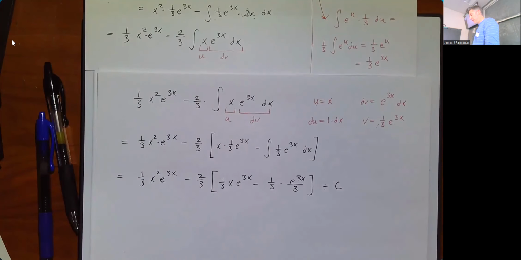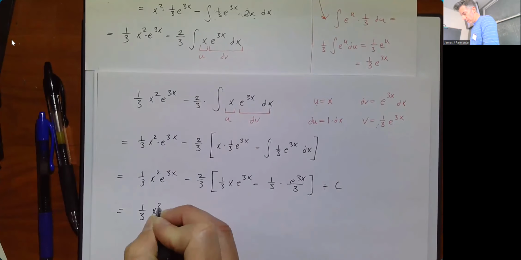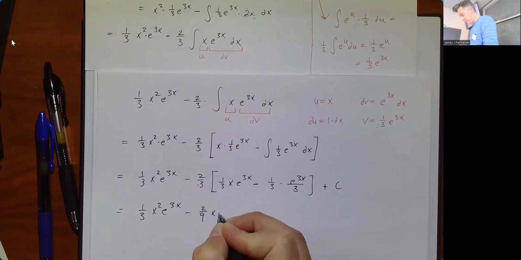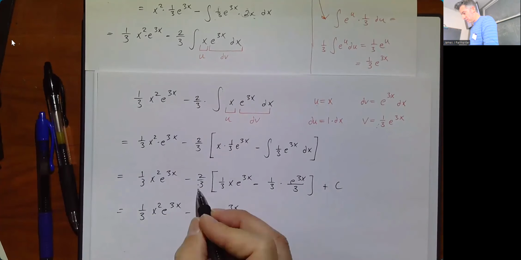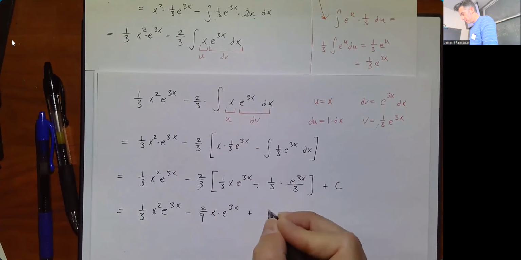And then finally, you could leave it like this. I would prefer to distribute the negative 2/3 and write it as 1/3 x squared e to the 3x minus 2/3 times 1/3 is minus 2/9 times x times e to the 3x. And minus 2/3 times minus 1/3 times 1/3 is going to be positive 2 over 3 times 3 times 3, which is 27 e to the 3x.